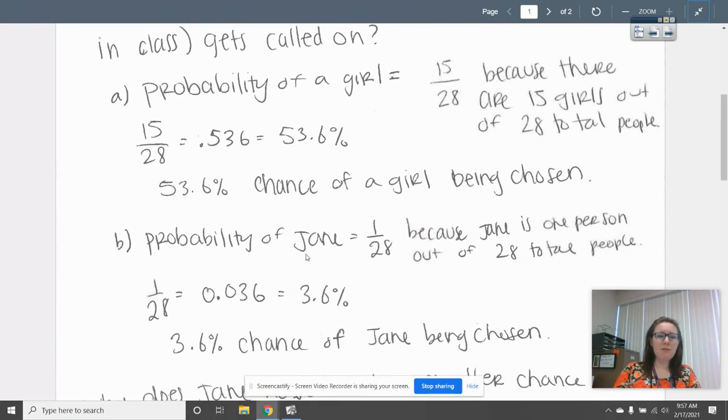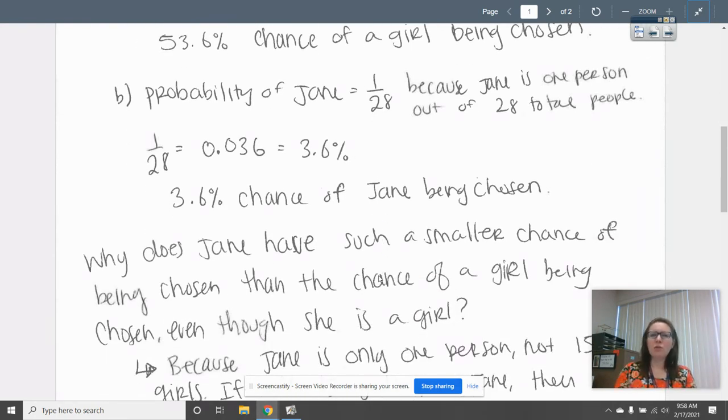But specifically, what about the probability of choosing Jane? Well, Jane's only one person out of the whole class. So she's just one out of 28, which ends up closer to just 4%. So then the question is, but Jane's a girl, so why is the probability of Jane so much lower than the probability of choosing a girl? Well, it's because there are 15 girls in the whole class, so 15 chances to choose a girl, whereas Jane is just one person in the class.